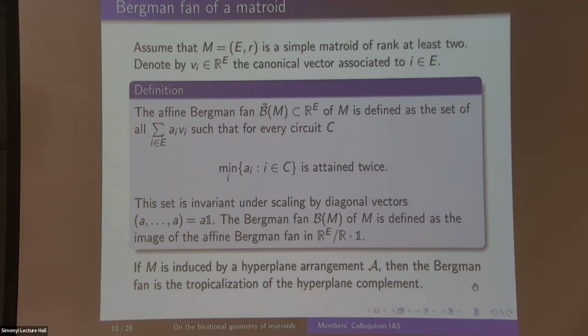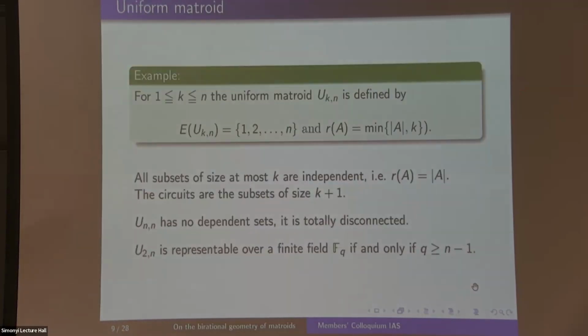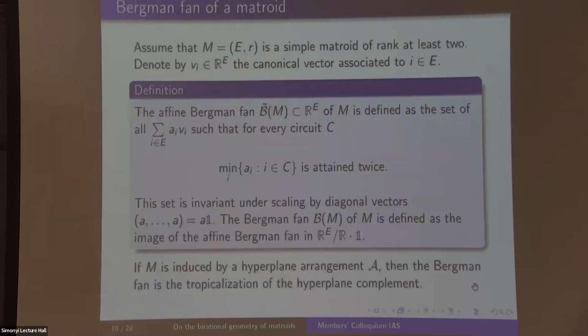What do I do? I take every single circuit in the matroid, and I check the coefficients at the indices which are in my circuit. My circuit has several elements, i1, i2, i3, and so on. I write down these coefficients as a tuple, and then I check: is the minimum attained at least twice or not? If the minimum is attained only once, I throw it out. If the minimum is attained at least twice, this is a kind of tropical condition. If you have ever seen tropicalizations of varieties, you will not wonder so much. If not, this is just a definition.